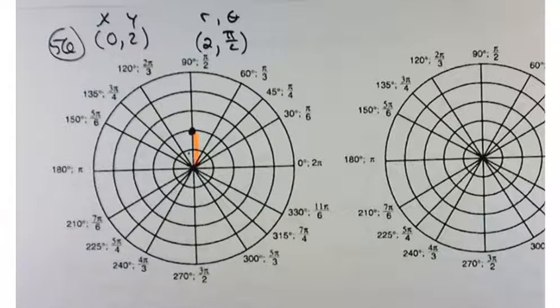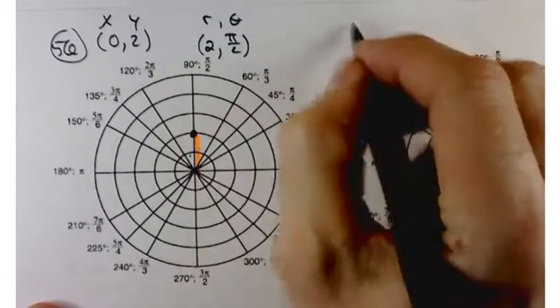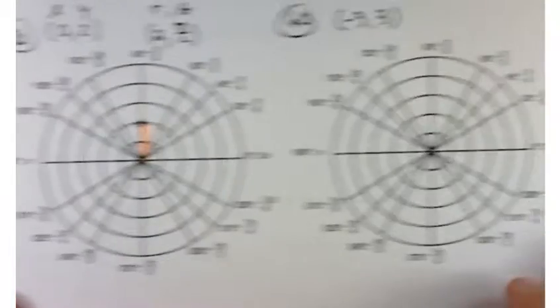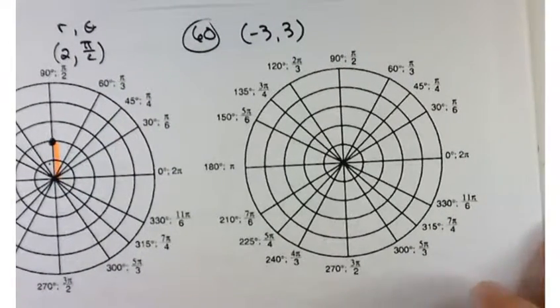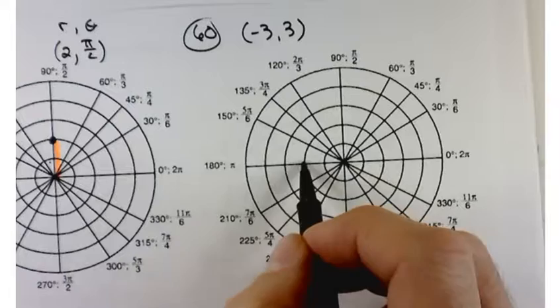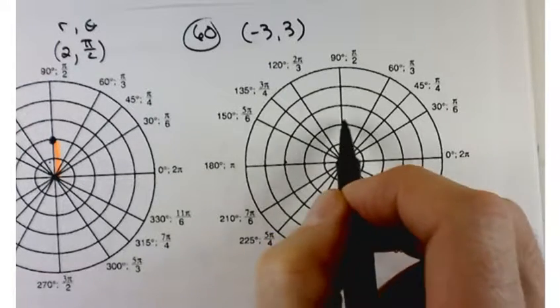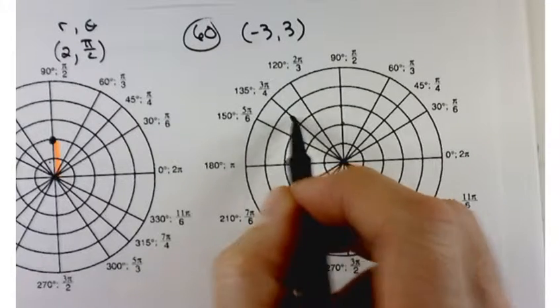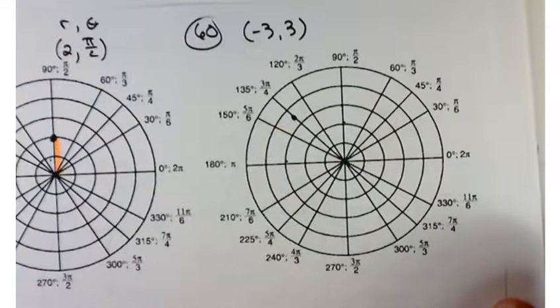Let's try problem number 60. So negative 3 and 3. Now, negative 3 and 3, well, that's going to be in the second quadrant someplace. So negative 3, 1, 2, 3, and positive 3, 1, 2, 3. They're going to meet out here someplace. So right there. But I need to convert this to r and theta.